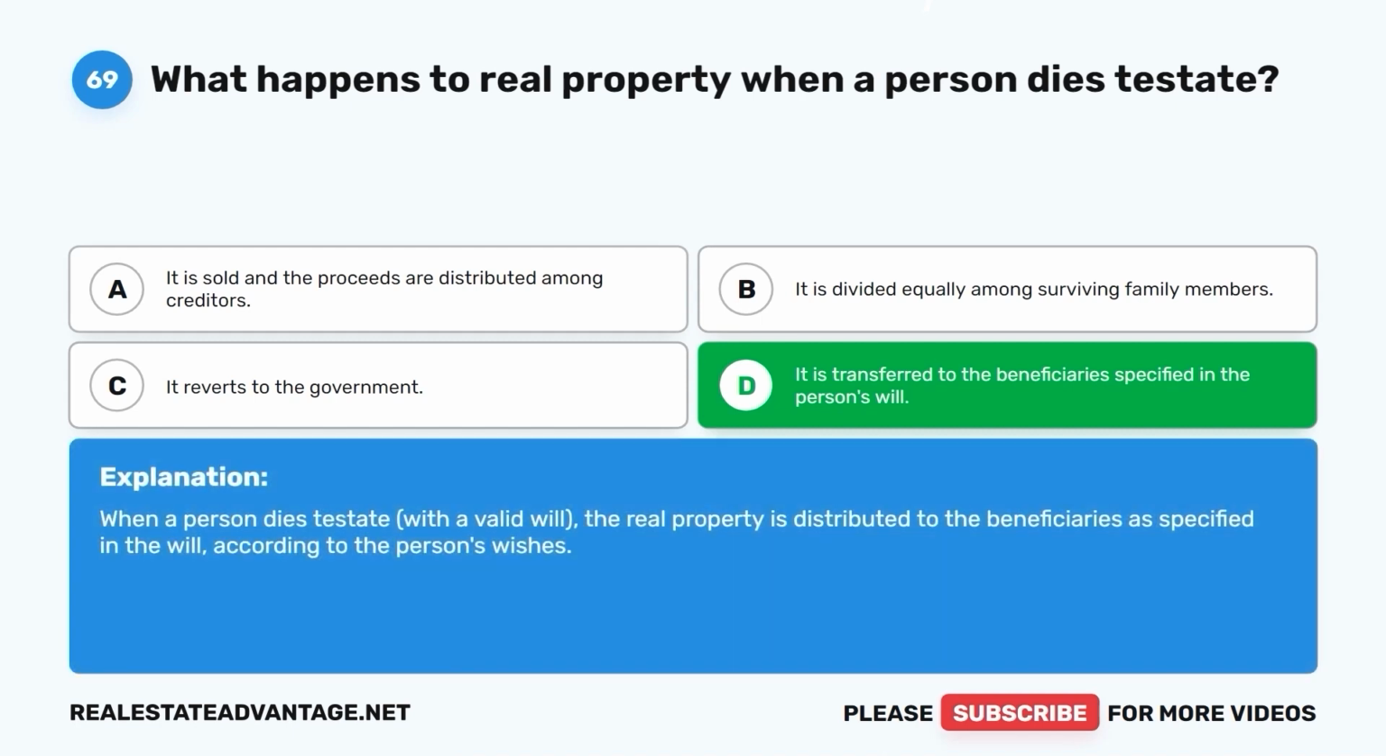When a person dies testate with a valid will, the real property is distributed to the beneficiaries as specified in the will, according to the person's wishes.